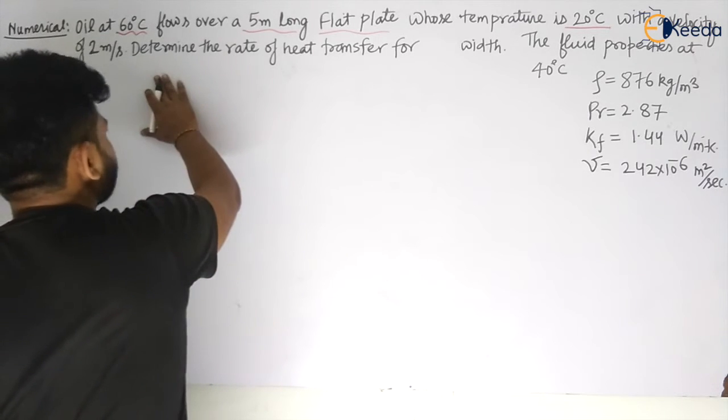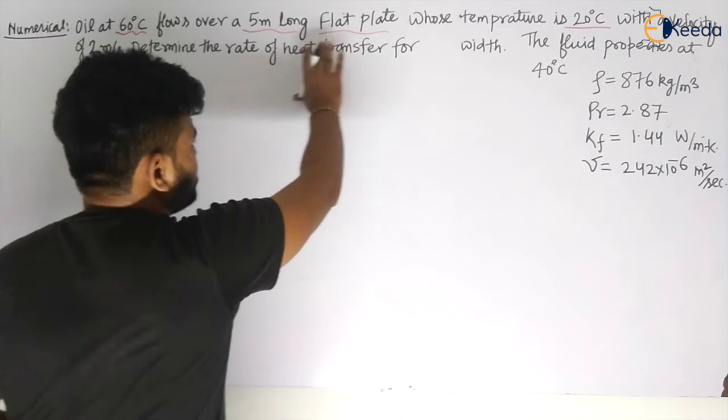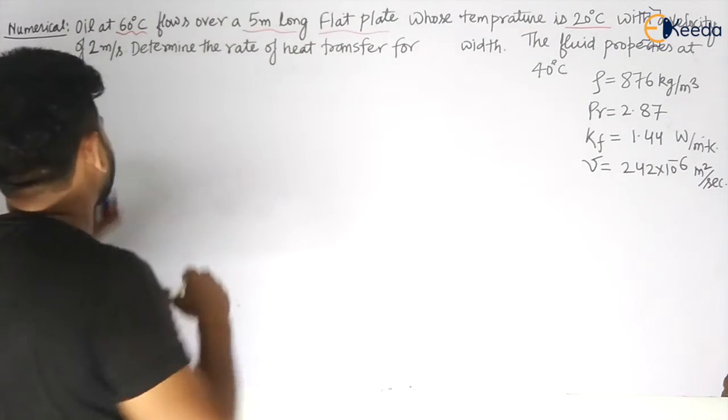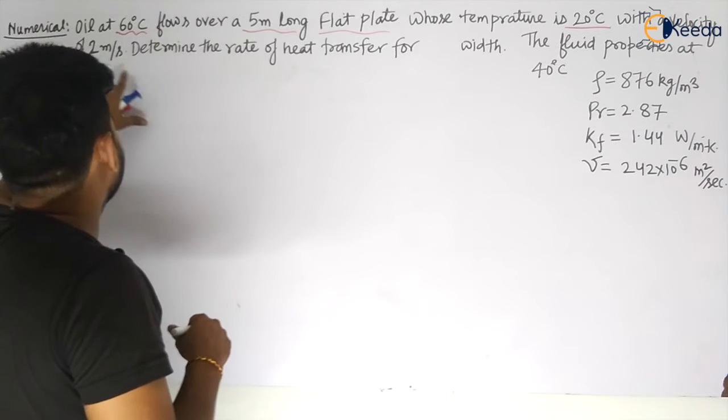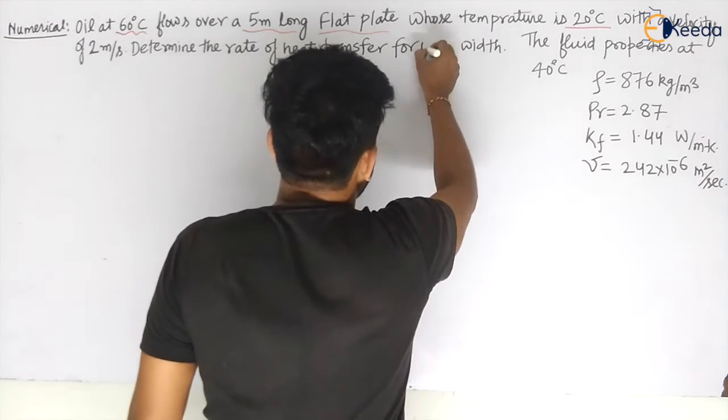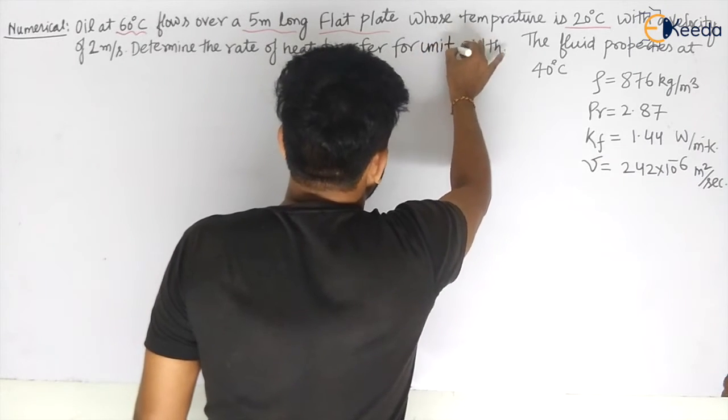Now the velocity is given, and the length of the plate is given. The temperature of the fluid is given: the oil flows at 60 degrees Celsius, at 2 meter per second. Determine the rate of heat transfer for unit width, my dear students.